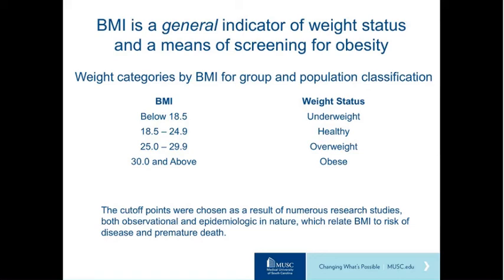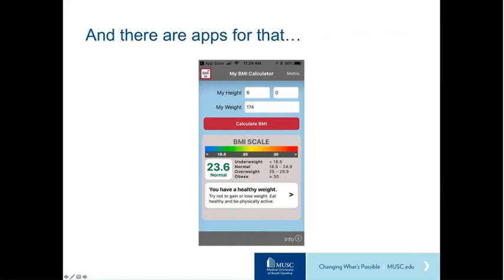BMI is a general indicator of weight status. It's a means of screening for obesity and categorizing people within a group or groups within a population based on their relative weight status. You can see the very commonly accepted categories shown here. BMI below 18.5 is considered underweight. A BMI between 18.5 and 24.9 is considered healthy. Now, you will more often see that range described as the normal range of weight.